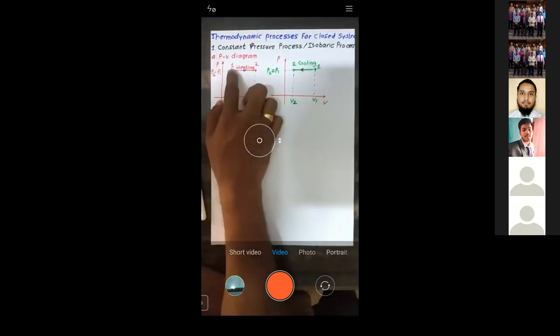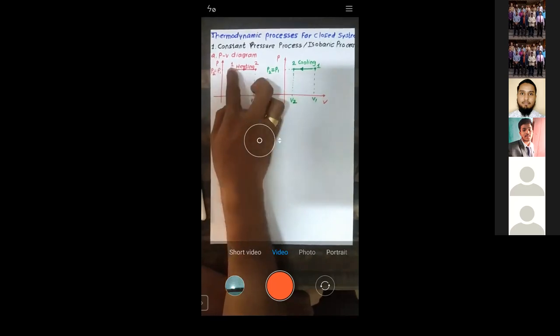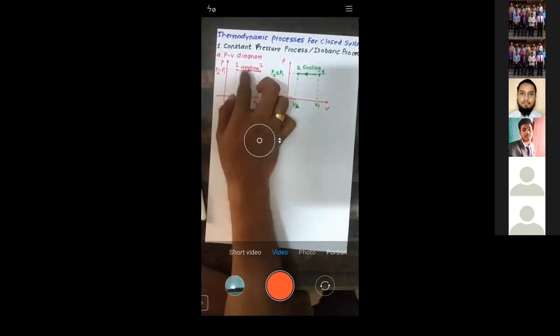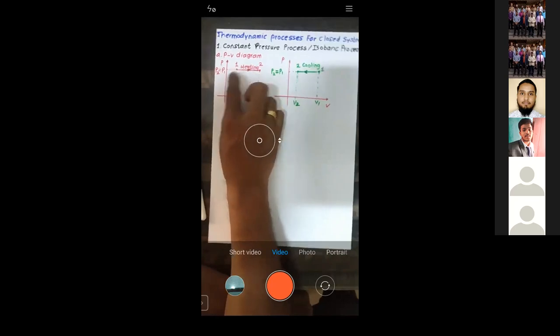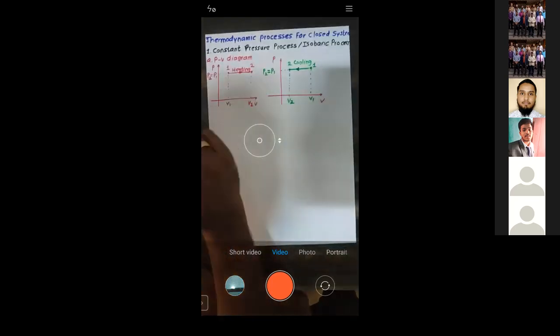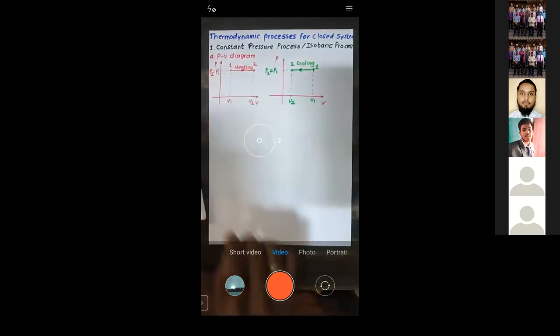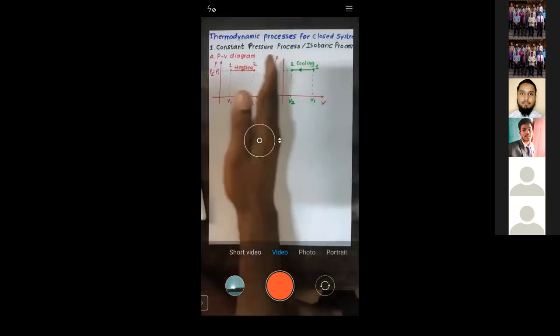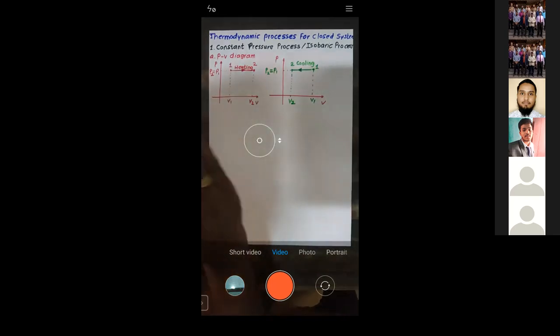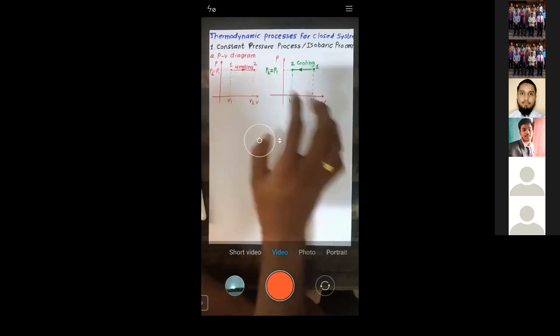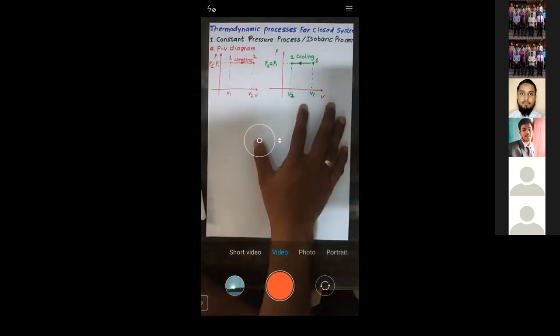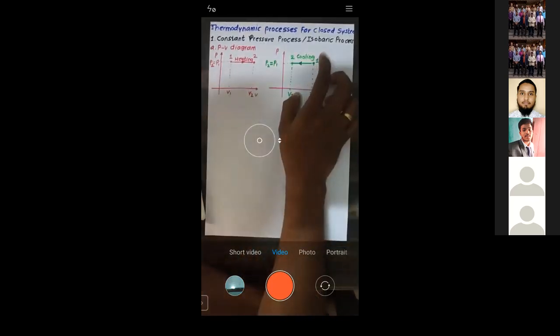This is the first point, where pressure is P1 and volume is V1. From point 1, I will move along this line where pressure is constant, that is P2 is equal to P1. I reach point 2, where volume is V2. During 1 to 2, pressure is constant but volume is increased. Such a process is called heating.